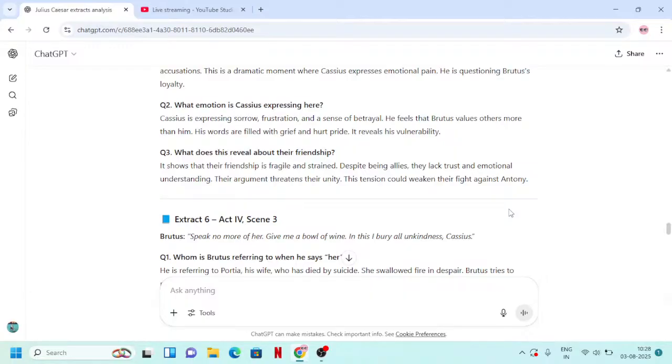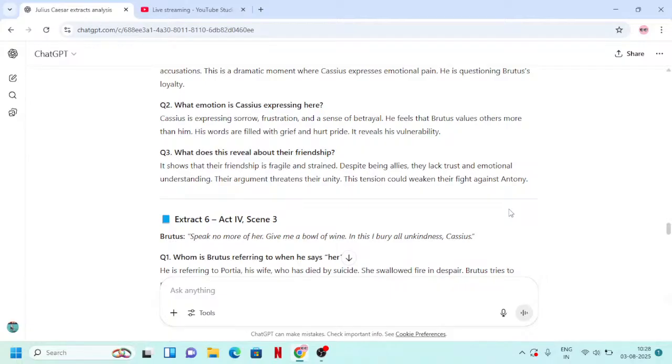So next question is, what does this reveal about their friendship? It shows that their friendship is fragile and strained. I mean to say, it has become weak. Despite being allies, they lack trust and emotional understanding. They are not good friends now, and they are not understanding each other.